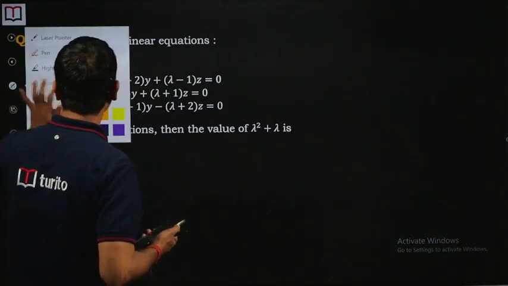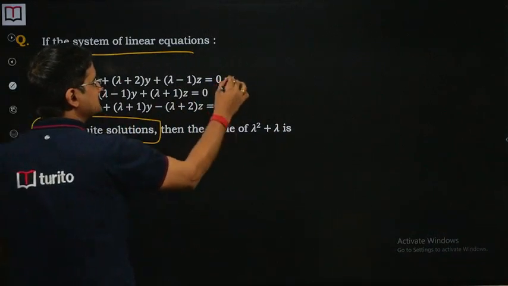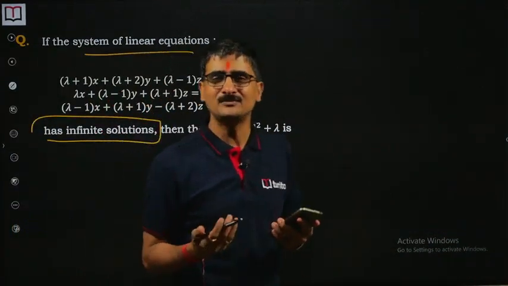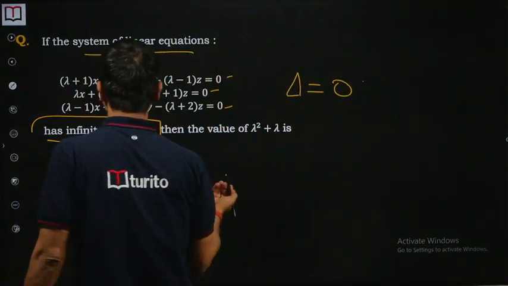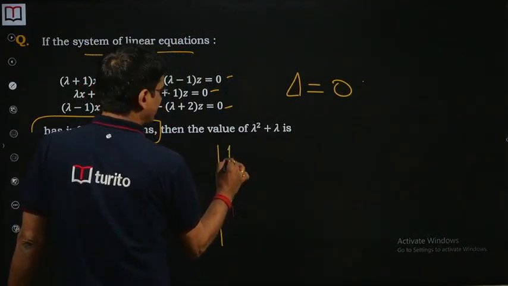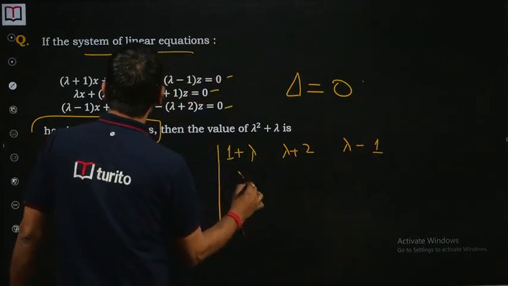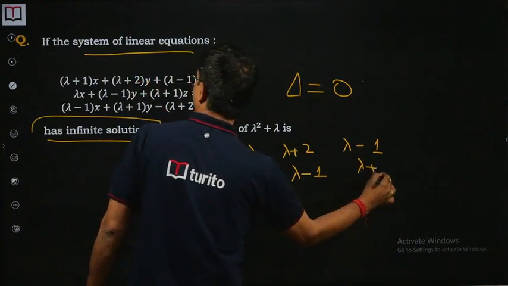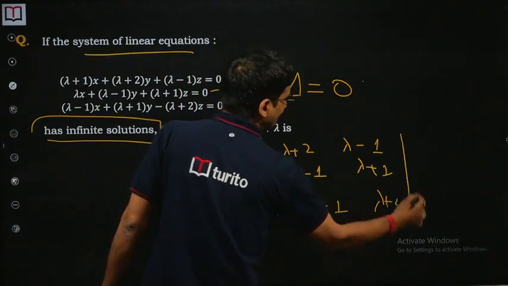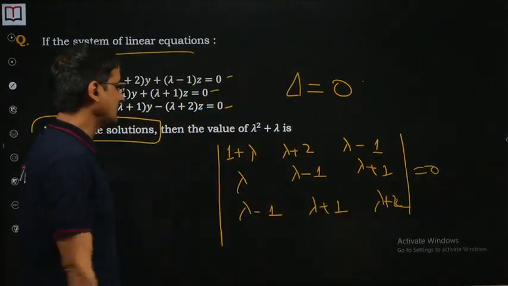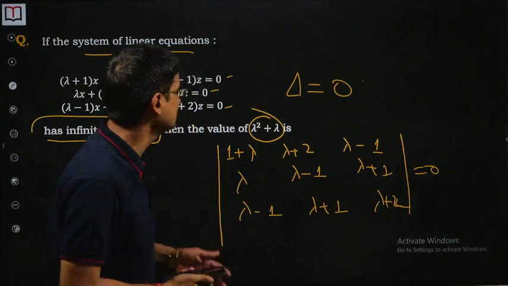So now moving to the next question. A system of linear equations has infinite solutions, and it's a homogeneous equation. For a homogeneous equation to have infinite solutions, the determinant of the coefficient matrix is 0. So with rows 1 plus lambda, lambda plus 2, lambda minus 1; lambda, lambda minus 1, lambda plus 1; lambda minus 1, lambda plus 1, lambda plus 2, set it to 0. Just solve it, you get lambda, and hence the value of lambda square plus lambda, which you can easily evaluate.